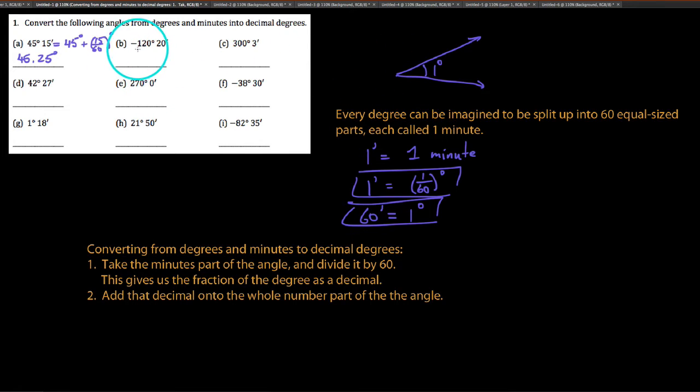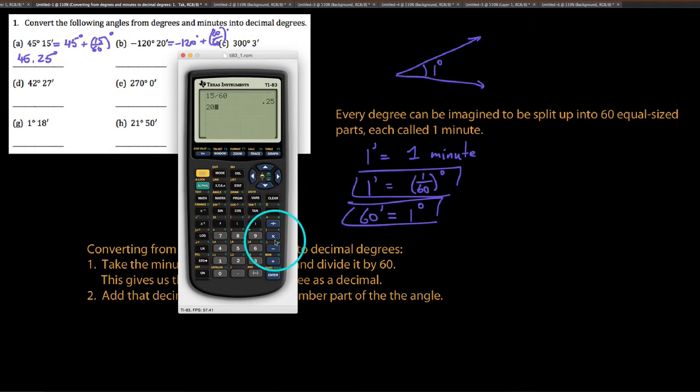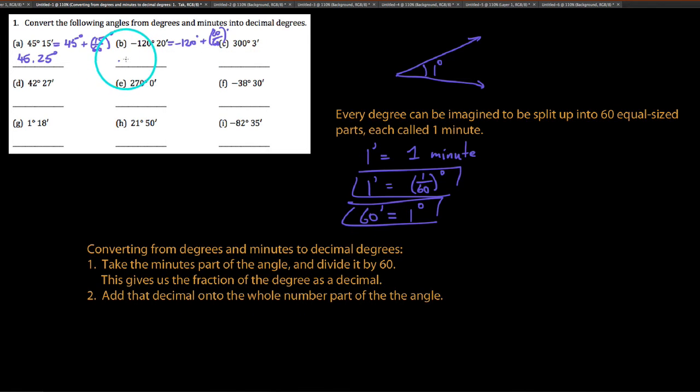So for something like negative 120 degrees and 20 minutes, this would be the same thing as negative 120 degrees and 20 60ths of a degree. So again, all we're really going to do is this. We're going to take our calculator. We'll take the 20 part, divide by 60. So 20 divided by 60. We get this right here. So this original angle really is just negative 120. So we get negative 120.33 degrees. So this can be done on all these, and that's exactly what I want you guys to do.